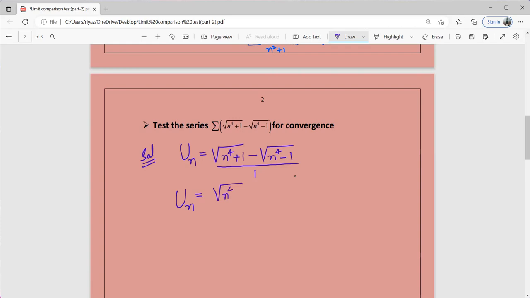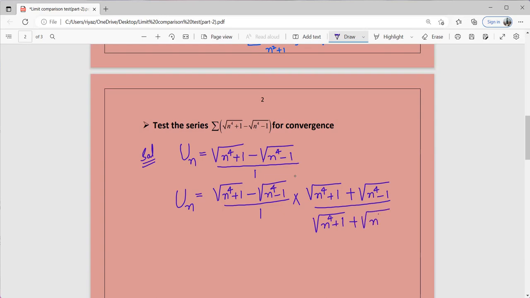Root of n to the power of 4 plus 1 minus root of n to the power of 4 minus 1, divided by 1 which we already have here, multiplied by the rationalizing factor. You know what is the rationalizing factor of this? The rationalizing factor is the same roots with a plus here instead of minus. Did you hear before about the rationalizing factor? Okay, that is root of n to the power of 4 plus 1 plus root of n to the power of 4 minus 1.